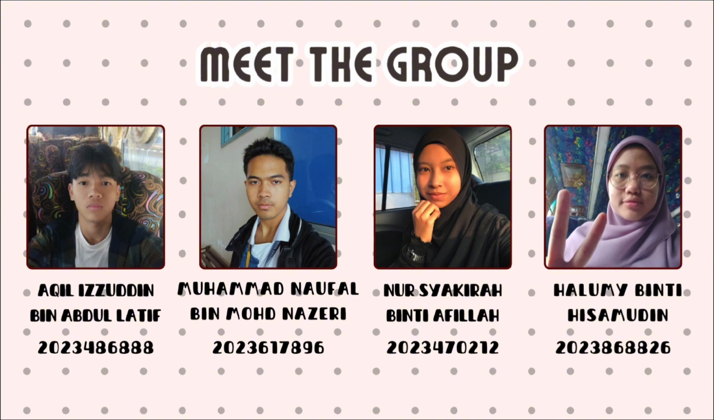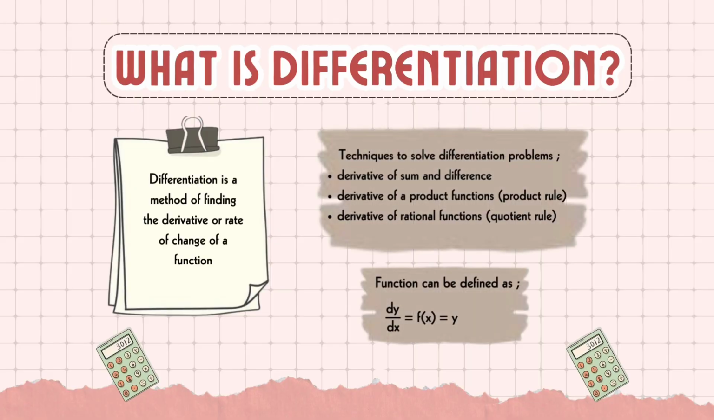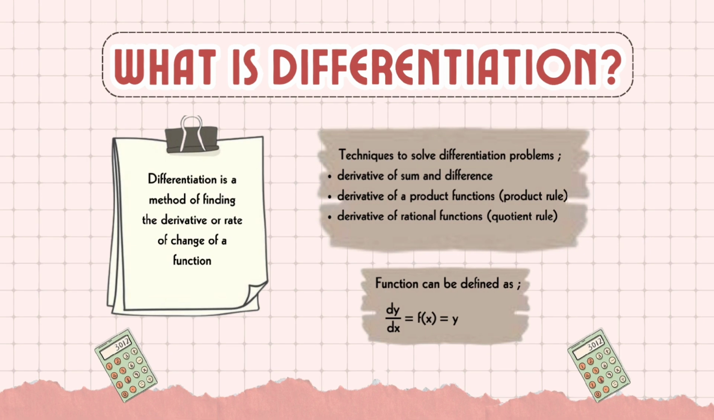Let's begin. What is differentiation? Differentiation is a method of finding the derivative or rate of change of a function. Techniques to solve differentiation problems are derivative of sum and difference, derivative of a product of functions, which is the product rule, and derivative of rational functions, which is the quotient rule. Functions can be defined as dy/dx, f(x), and y.